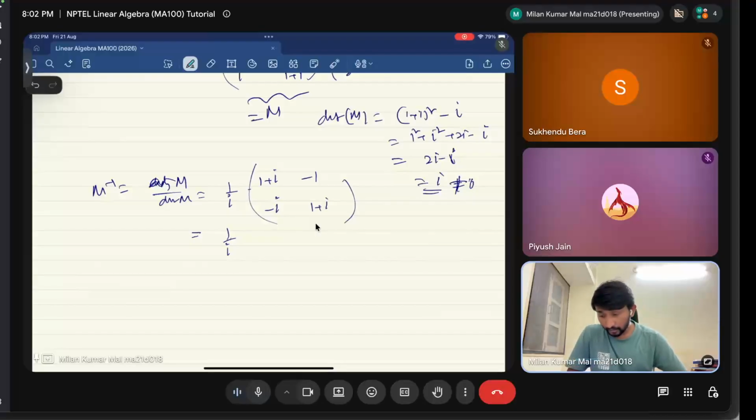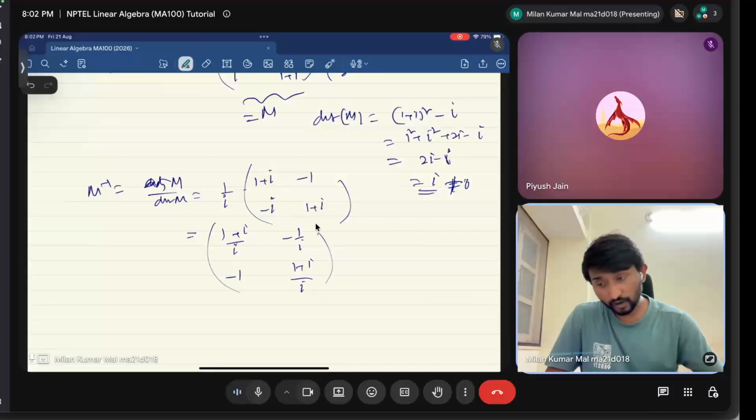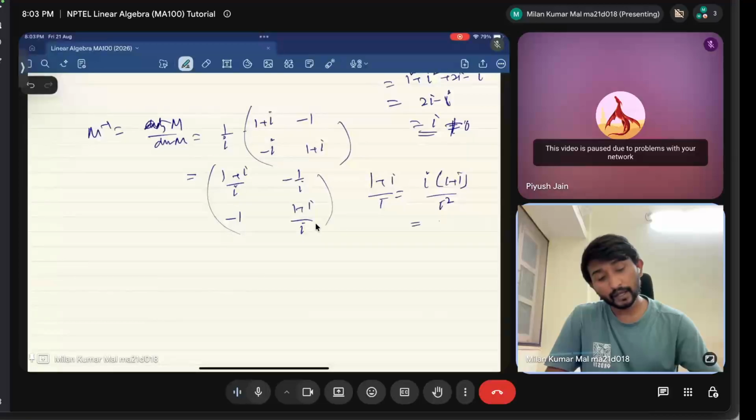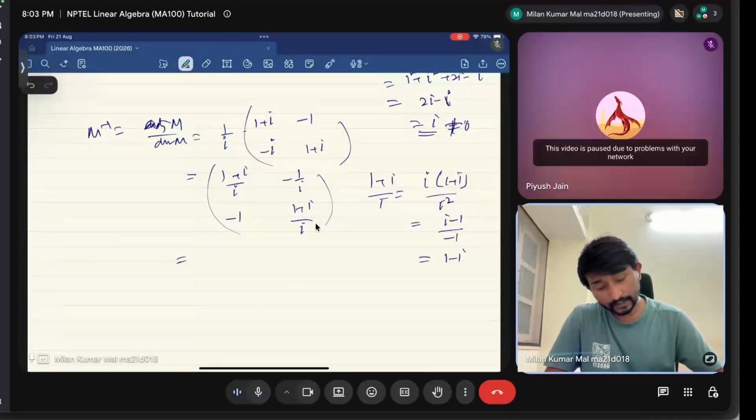So if I use this i here, then what will I get? 1 plus i by i. Next one is minus 1. This will be minus 1 by i. 1 plus i by i. So what is 1 plus i by i? First of all, if I multiply i both above and below, this will be i squared. This will be like i minus i squared, that is minus 1 and i. So that is i minus 1 by minus 1, that will be 1 minus i. So this will be like 1 minus i, and this can be written with i squared. So this will be i minus 1, 1 minus i.